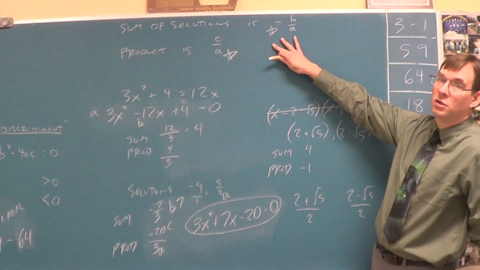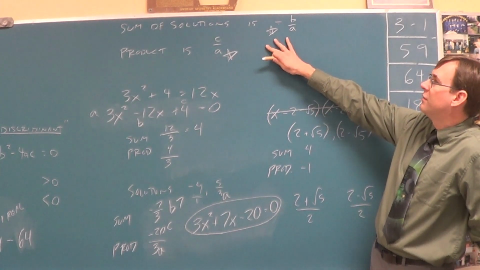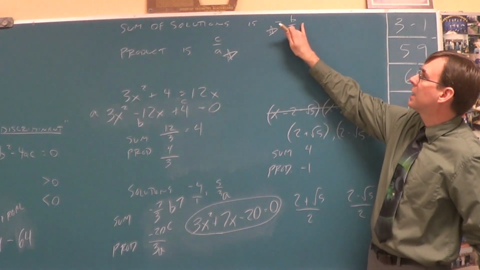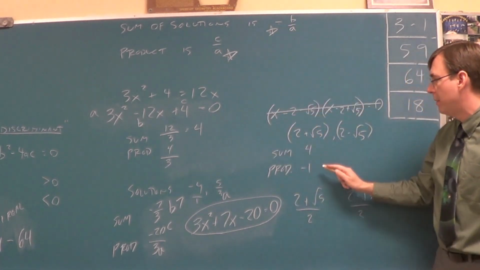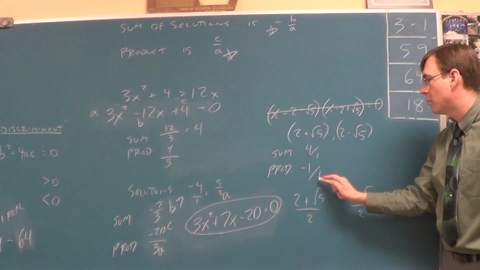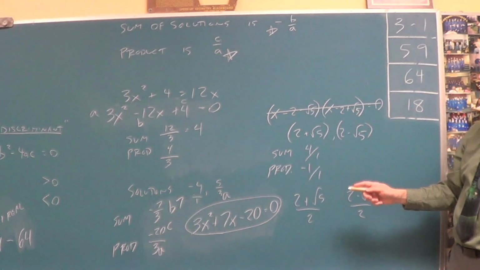And then we're trying to use our trivia question. To use our trivia facts, we need these both to be fractions, we need them to have common denominators. And they do. These can both be written over 1s, and they have a common denominator.